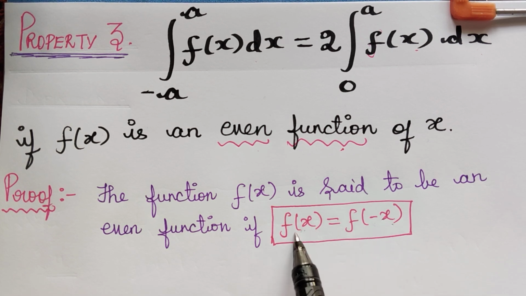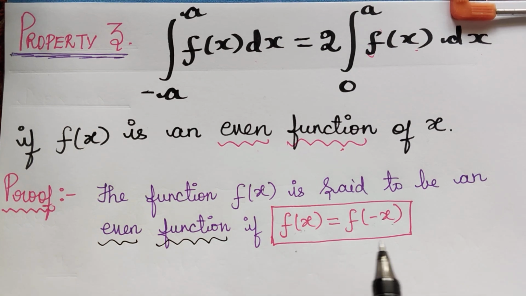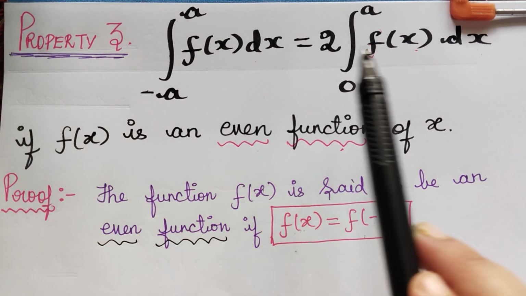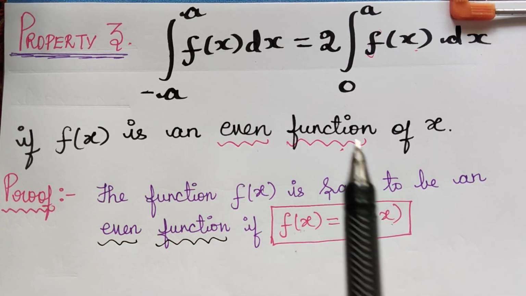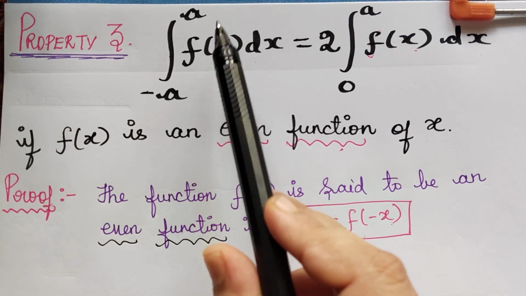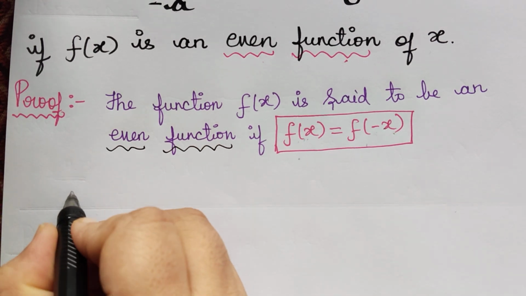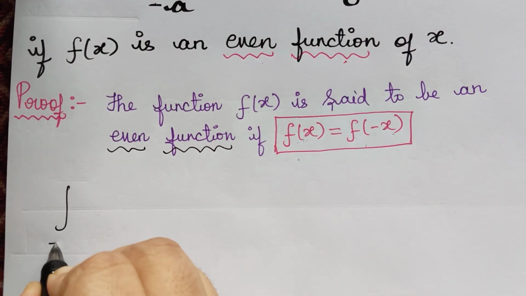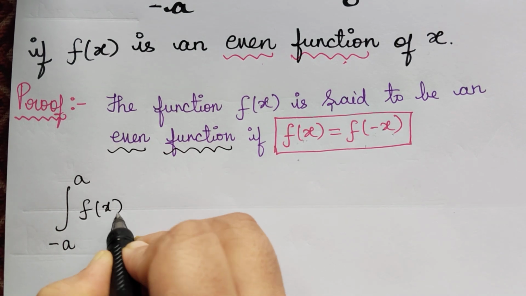So such a function is known as an even function. Now, having this in mind, we shall prove the required property. We will consider the left hand side. So, what is the left hand side? Integral from minus a to a of f of x dx. So, we will take it: integral from minus a to plus a of f of x dx.